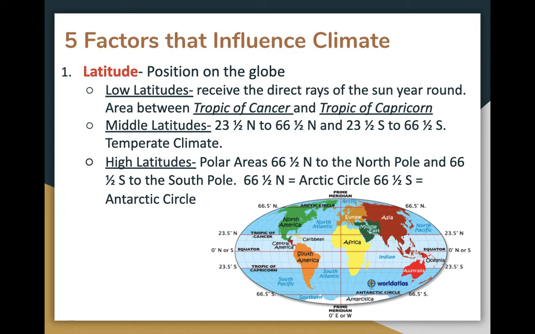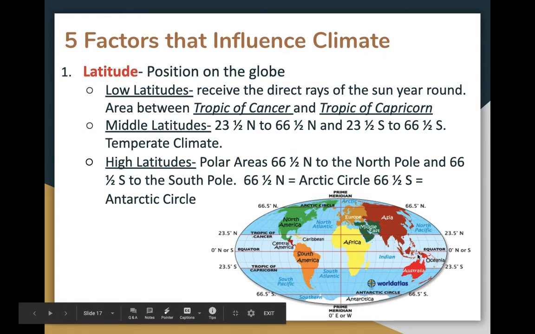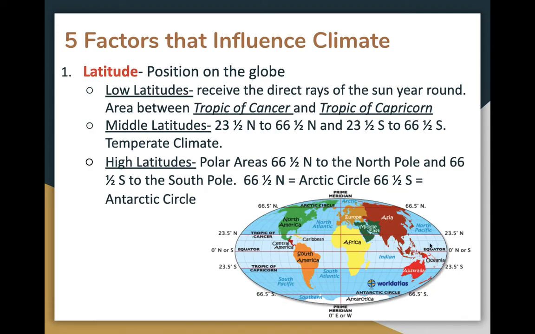So we have what are called the low latitudes, and this is really what we call the tropics. They always receive direct rays of the sun all year round. That's the area between the Tropic of Cancer and the Tropic of Capricorn. They're very, very warm climates. So that's this area right here, this band. That's the low latitudes because they're closest to zero.